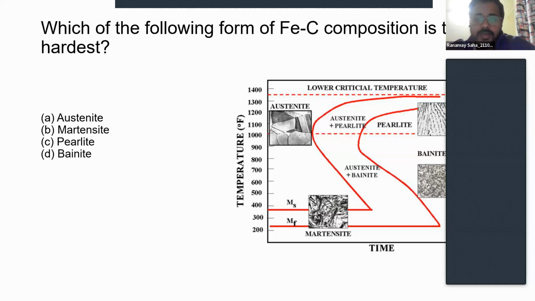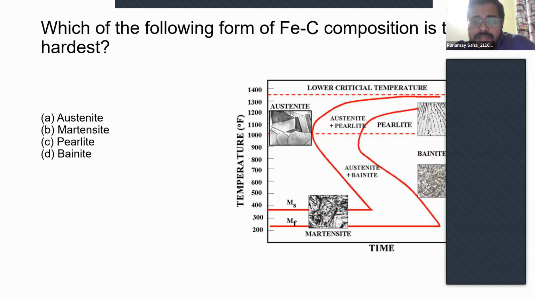Now, this diagram has been formed like this: at every particular point on the left side of the S curve, this is the point where the transformation begins, and on the right side is where the transformation ends, from a particular form to another form. Taking such points continuously at different temperatures, we finally get this type of curve called the S curve.